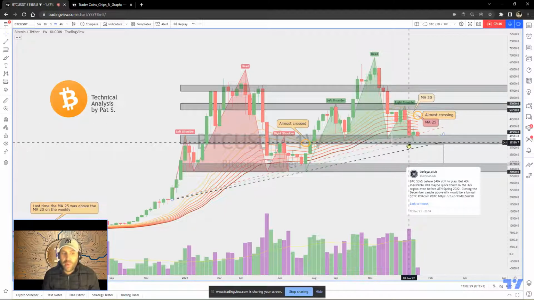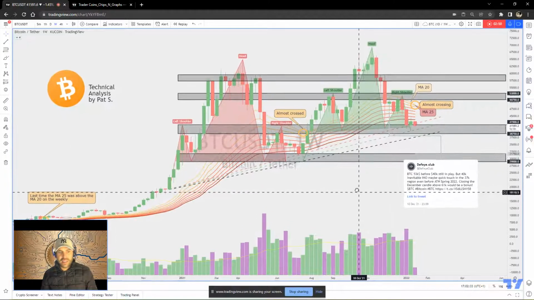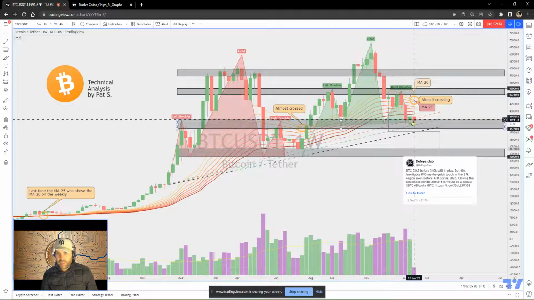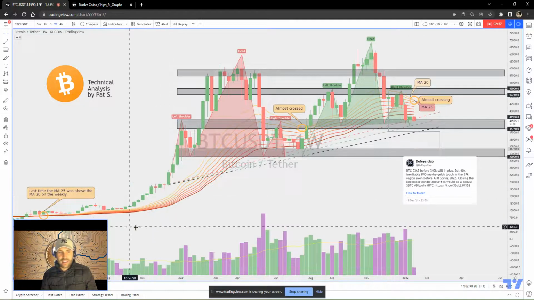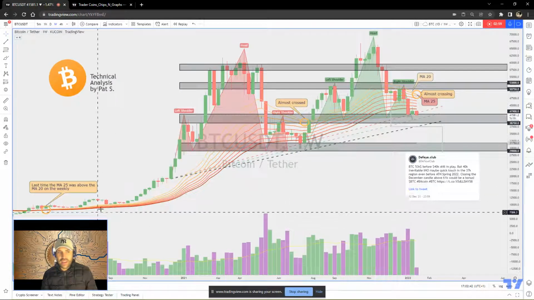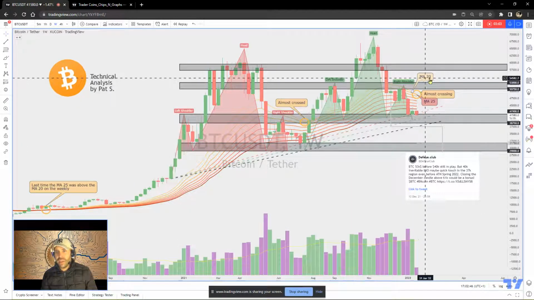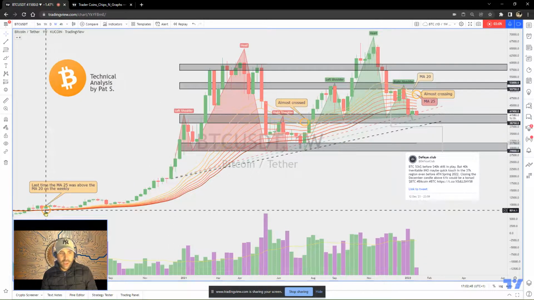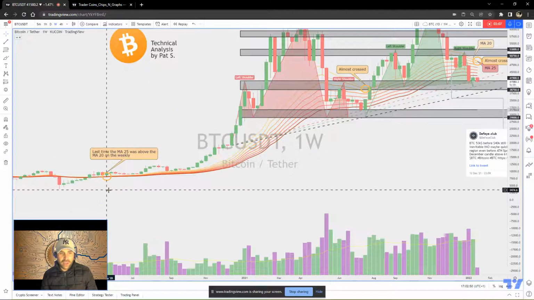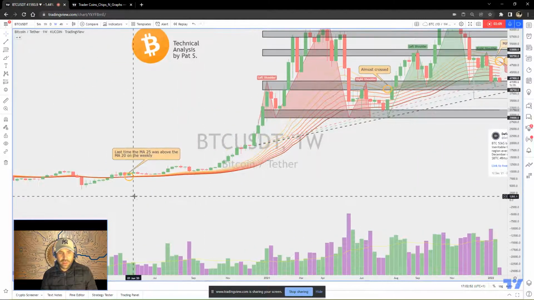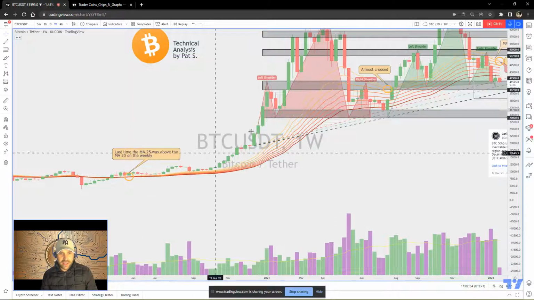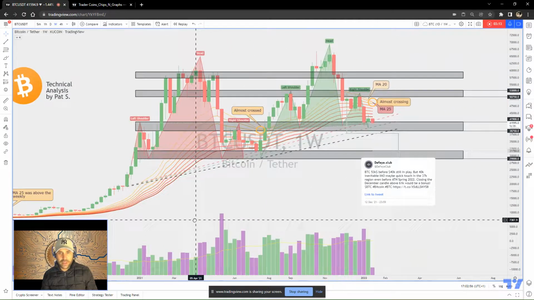Then the most bearish thing of them all that I talked about yesterday, more than the fact that we already closed below the EMA ribbon, is the crossing here. The last time the MA25 has been above the MA20 on the weekly was back in May 2020. You can see here's the last time. After that, we went on this bull run.